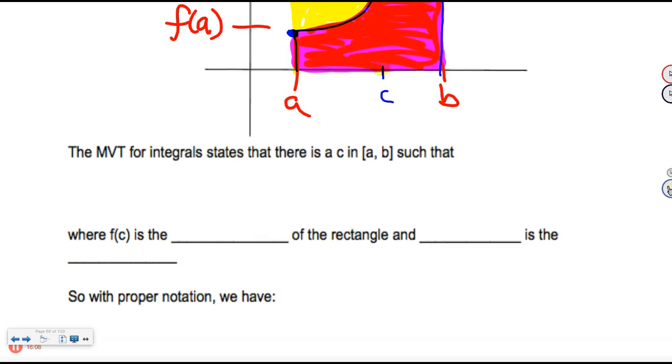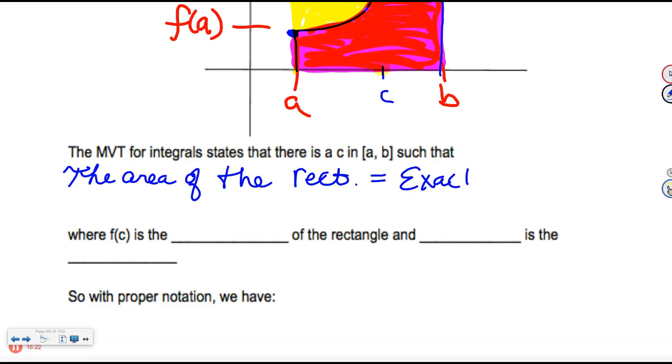All right? So what it really states is that the area of the rectangle, I'm just going to write rect, is equal to the exact area under the curve. Technically, it's under the curve and above the x-axis, but you can see from my picture that that's been inferred anyway. So there we go. That's kind of what it says in words.